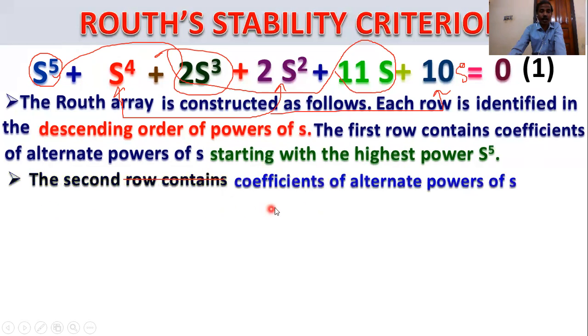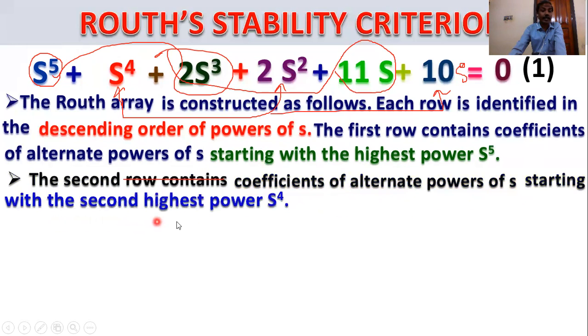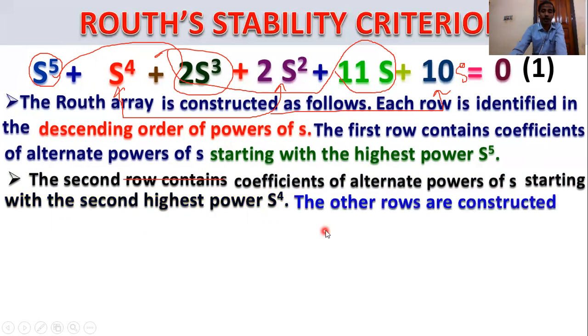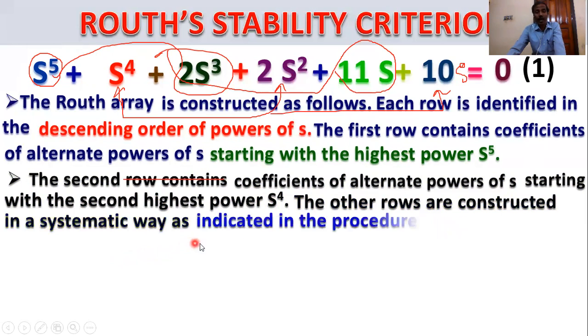The second row contains coefficients of alternate powers of s starting with the second highest power, s to the power 4. This is the second highest power. The other rows are constructed in a systematic way as indicated in the procedure given below.